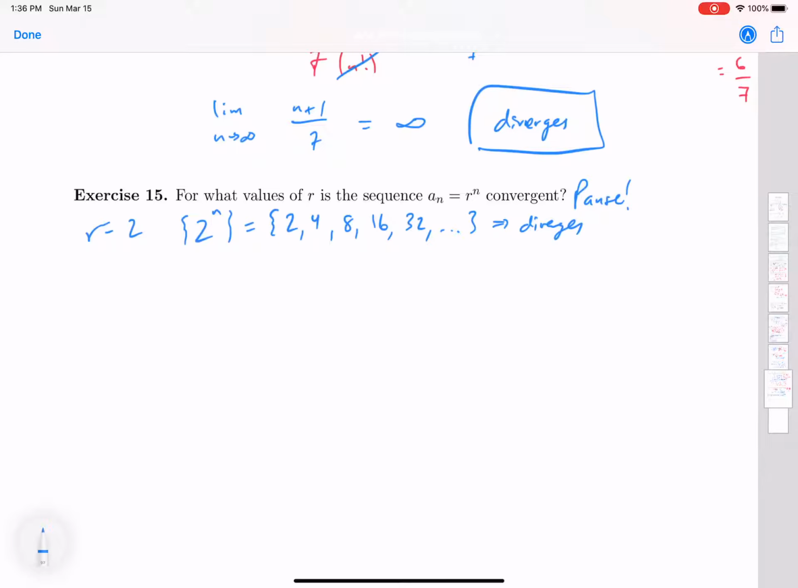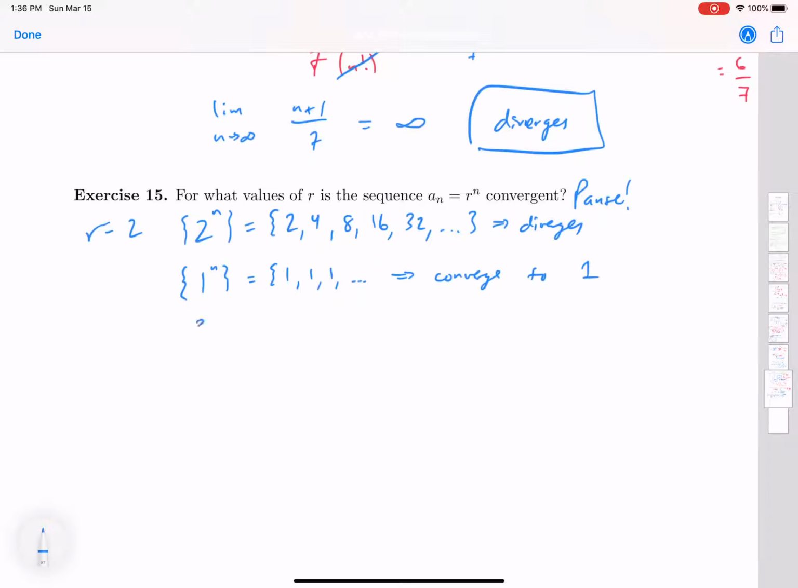Now, how about if I did something smaller, like 1 to the n? Well, 1 to the n is just 1. So this is just going to give me 1, 1, 1, etc. That's going to converge to 1. So I think, oh, maybe something in the middle between 2 and 1 would work.